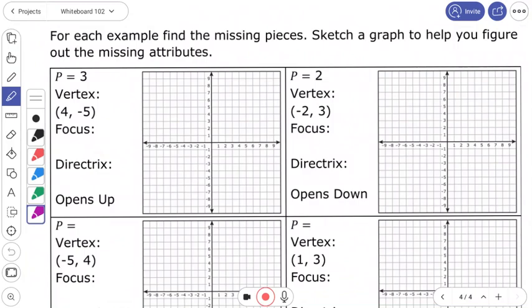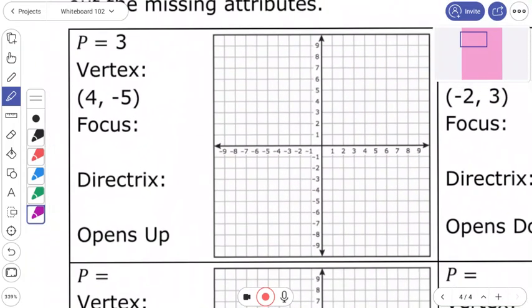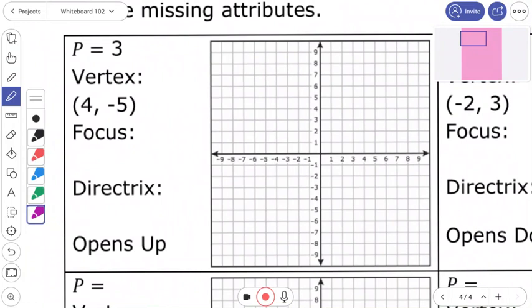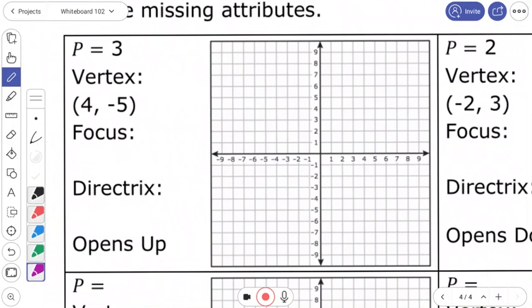We're going to find, for each example, the missing pieces. So if I look at this first problem right here in the upper left corner of our note sheet, it says our p-value is 3, our vertex is located at (4, -5), and our parabola opens up. So if our vertex is located at (4, -5), that's this point right here. We went to the right 4 and down 5. Our p-value is 3. That means the distance from our vertex to our focus is 3 steps.